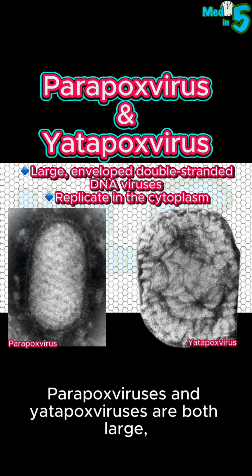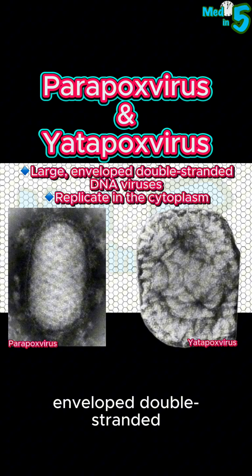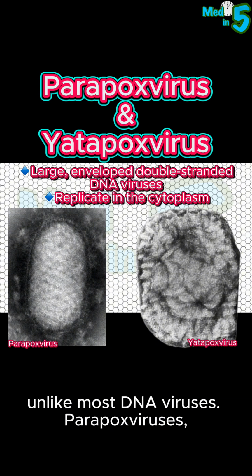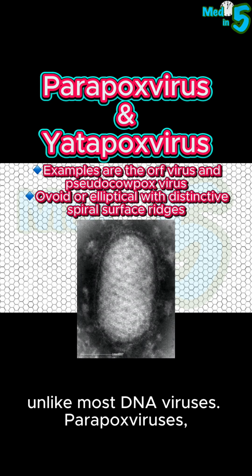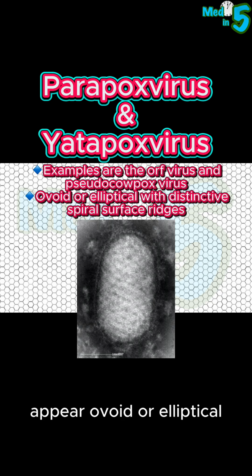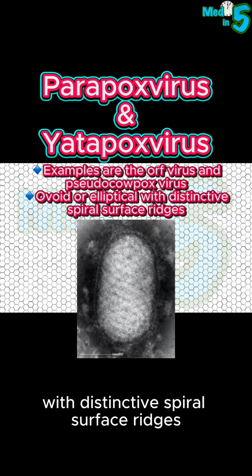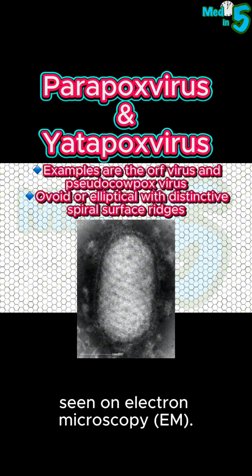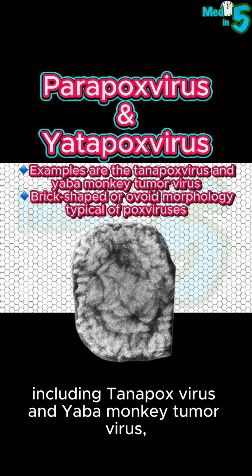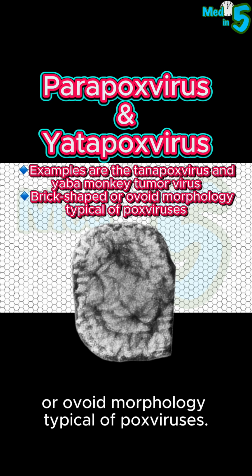Stick around. Parapoxviruses and Yatapoxviruses are both large, enveloped double-stranded DNA viruses that replicate in the cytoplasm, unlike most DNA viruses. Parapoxviruses, such as ORF virus and Pseudocowpox virus, appear ovoid or elliptical with distinctive spiral surface ridges seen on electron microscopy. Yatapoxviruses, including Tanapoxvirus and Yaba monkey tumor virus, show the brick-shaped or ovoid morphology typical of poxviruses.